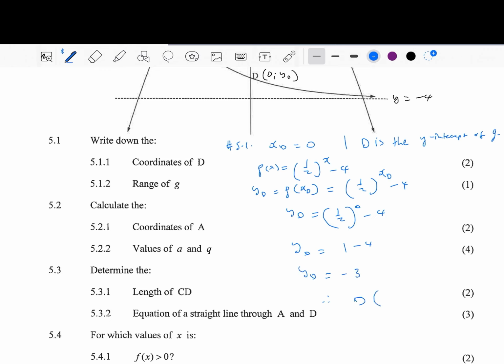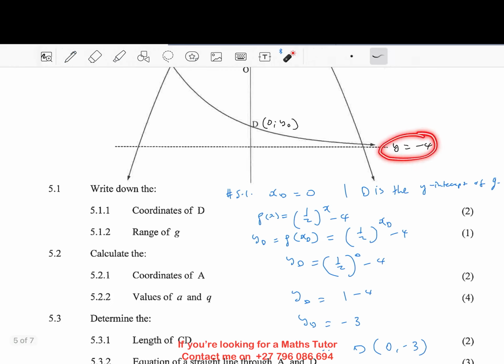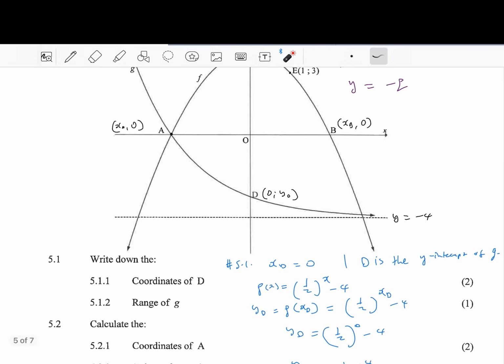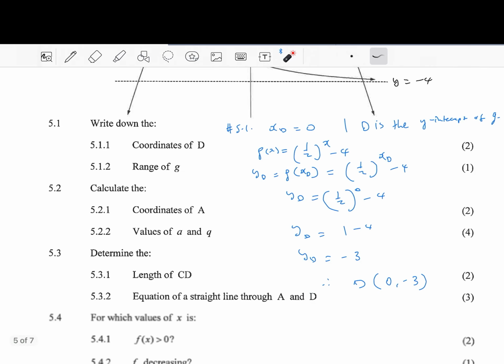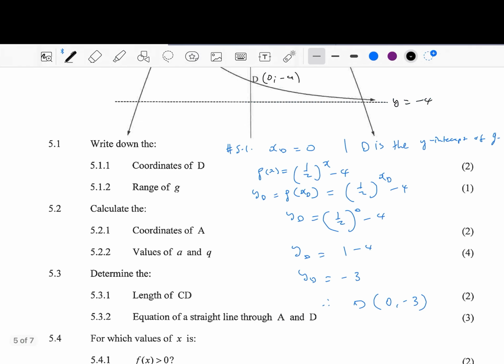Therefore, D is (0, -3). And that makes sense, right? The reason it makes sense is because the y-intercept is negative 4, so it makes sense this is negative 3 if this is negative 4. It makes sense to be a little bit upper than negative 4, or greater than negative 4. So the y value of D is, let's write that down, negative 3.